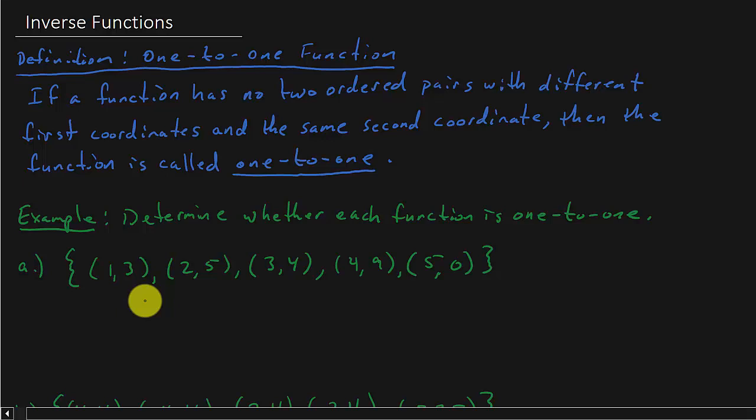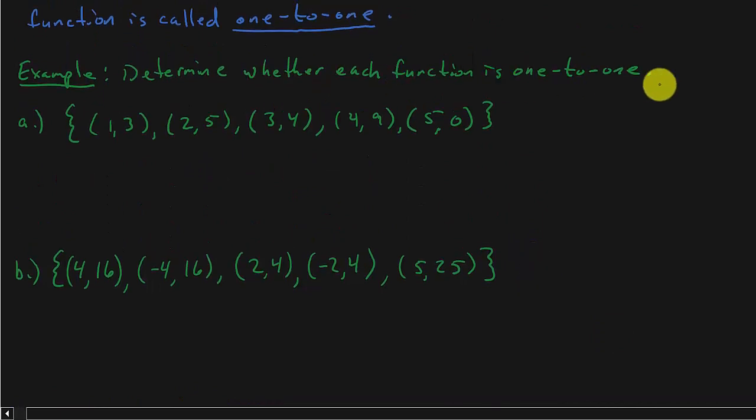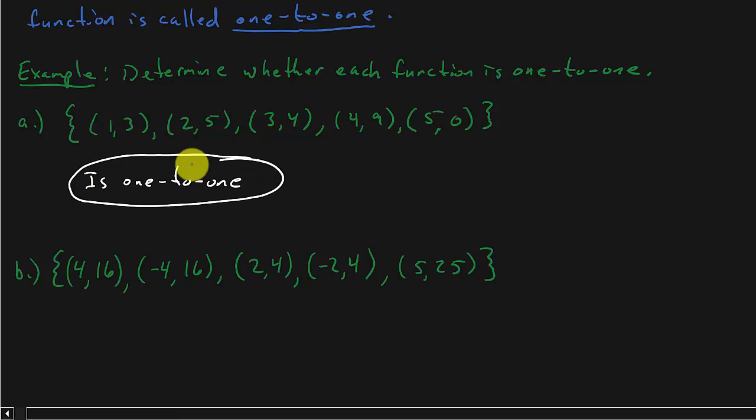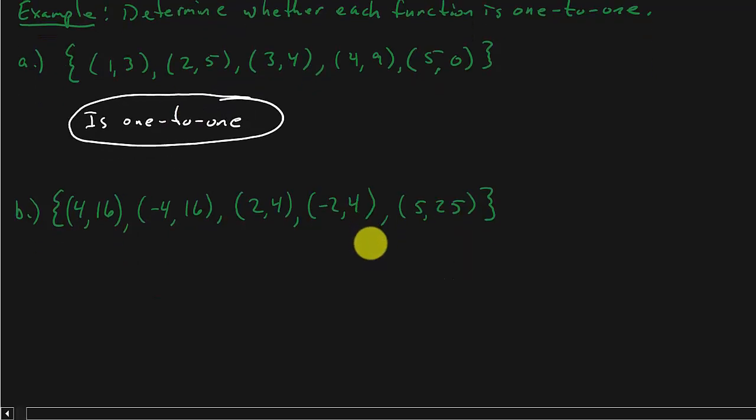All right, so let's look at the examples, and I think it'll clear it up. So, let's see. The first one, it says, determine whether each function is one-to-one. So, you can see here that we don't have the same y-coordinate with two different x-coordinates. So, this one is one-to-one. So, that would be the answer. All right. So if that doesn't make sense, wait till we work the second one, and then I think it'll clear it up.